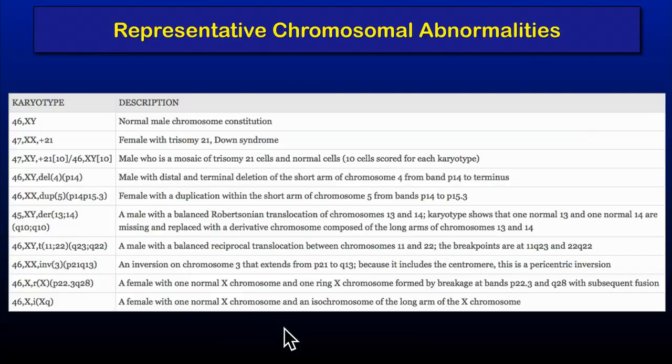For different cytogenetic rearrangements, we can give the individuals a very specific nomenclature with respect to the abnormality that is present. And so this is representative of what you might see. It is certainly not all-inclusive, but I want to give you a sense for some of these. So normal male, 46XY, normal female, 46XX. Then we go from there.